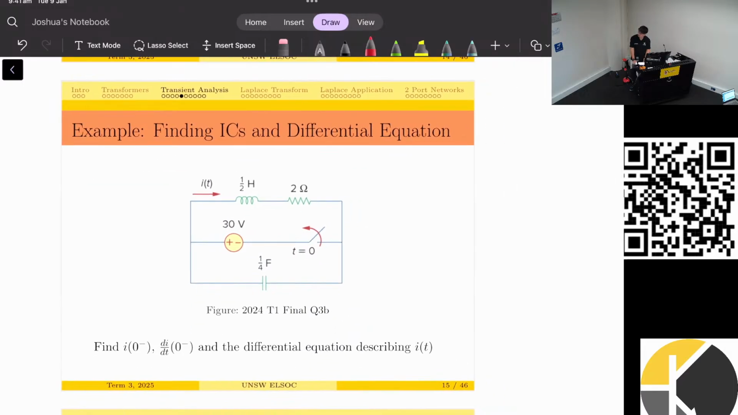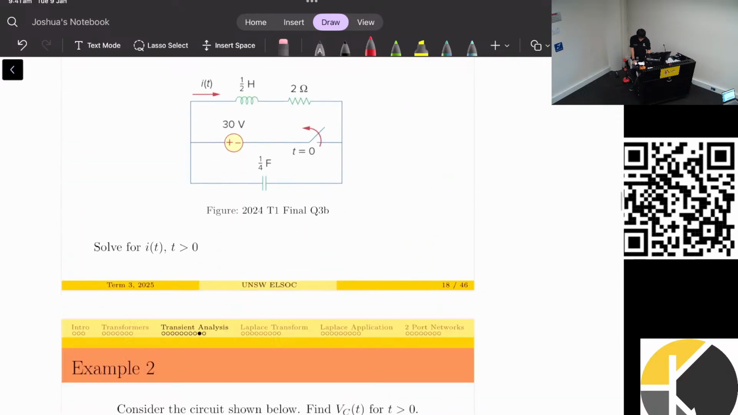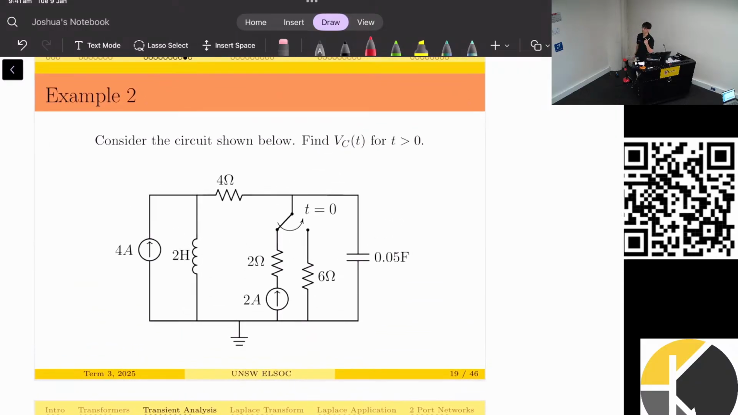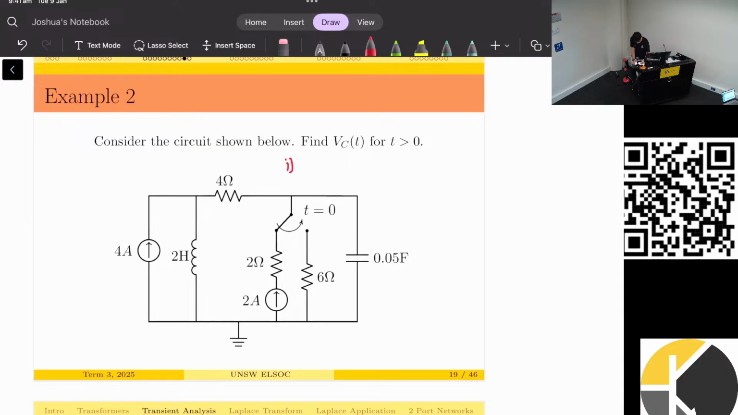So in the interest of time, I might use a different circuit. I'll use the second example circuit instead, but we'll still do the same things. I'll skip over to the question. The first thing we're going to try and do is find the initial conditions of the circuit, and find the differential equation for the circuit. So instead of currents, for part 1, we'll try to find the initial condition for the voltage, the derivative of the voltage, and the differential equation.